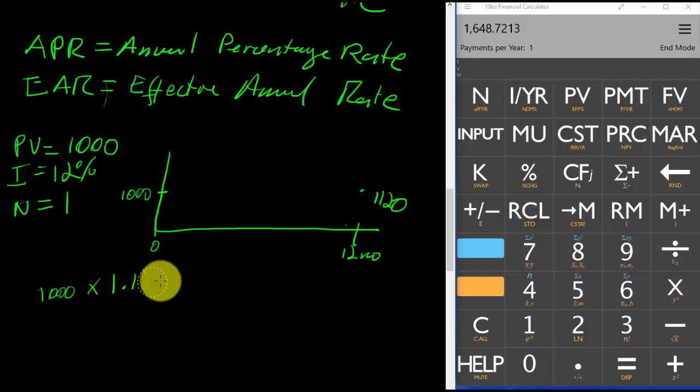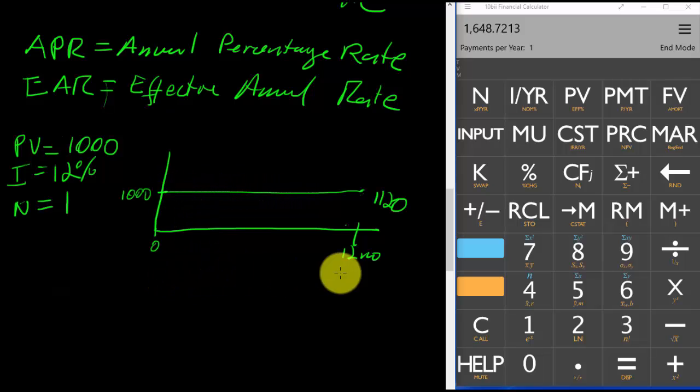So let me erase this because that's not hard to do. And so we're over here, and then we draw a line that shows the growth between 1,000 and 1,120. Pretending we make no payments over the year, which credit card companies don't do, this is going to grow into 1,120. That's at 12%. But in reality, you're compounding much more frequently.